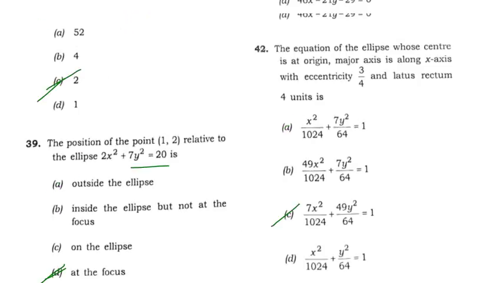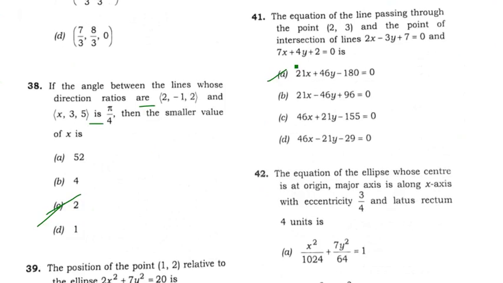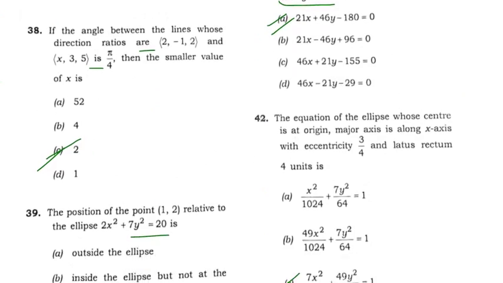Okay, next question is: the equation of a straight line which cuts off an intercept of 5 units on the negative direction of the y-axis and makes an angle of 120 degrees with the positive direction of the x-axis is y plus root 3 x plus 5. Next question is: the equation of the line passing through the point (2, 3) and the point of intersection of lines 2x minus 3y plus 7 equal to 0 and 7x plus 4y plus 2 equal to 0 is... so it will be 21x plus 46y minus 180 equal to 0.